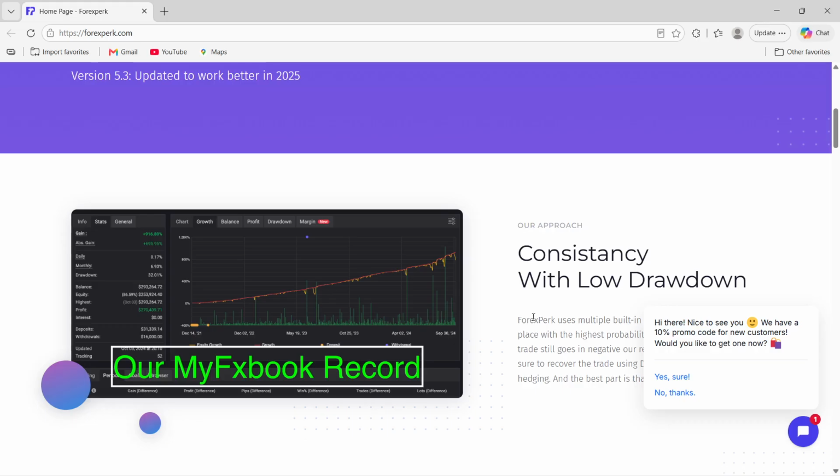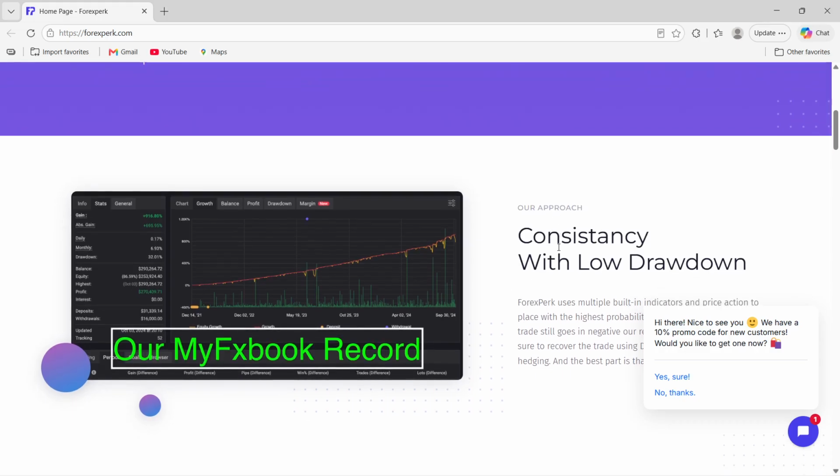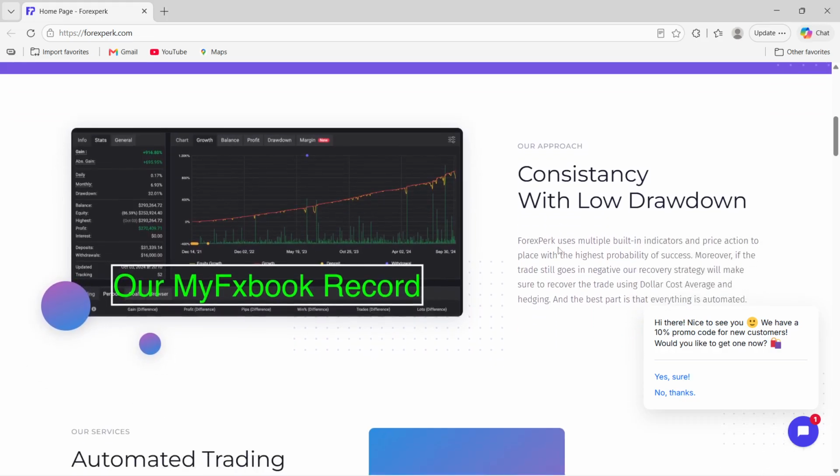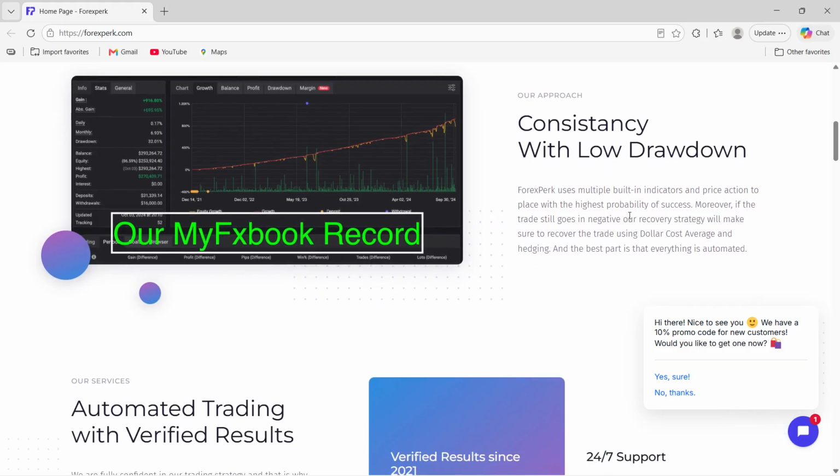So I have the official website open, and from what I've seen, it claims to be a versatile expert advisor that works across multiple currency pairs. It uses a combination of technical indicators and algorithmic rules to identify trading opportunities in different market conditions. They claim consistency with low drawdowns, and that they use multiple built-in indicators and price action to place trades with the highest probability of success.